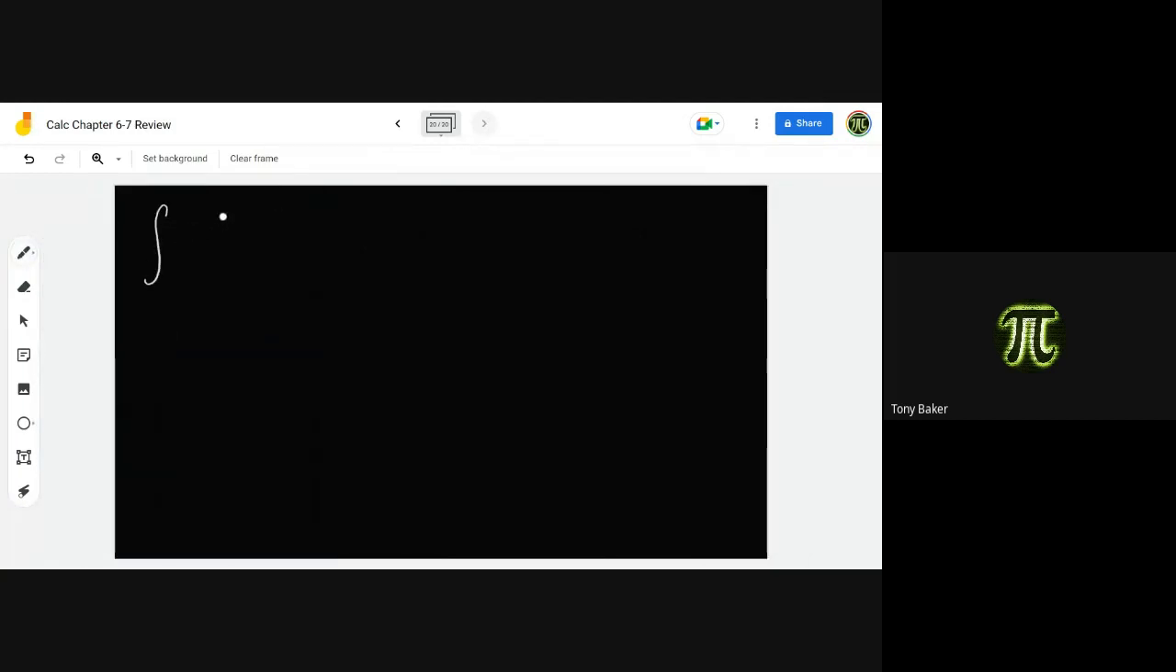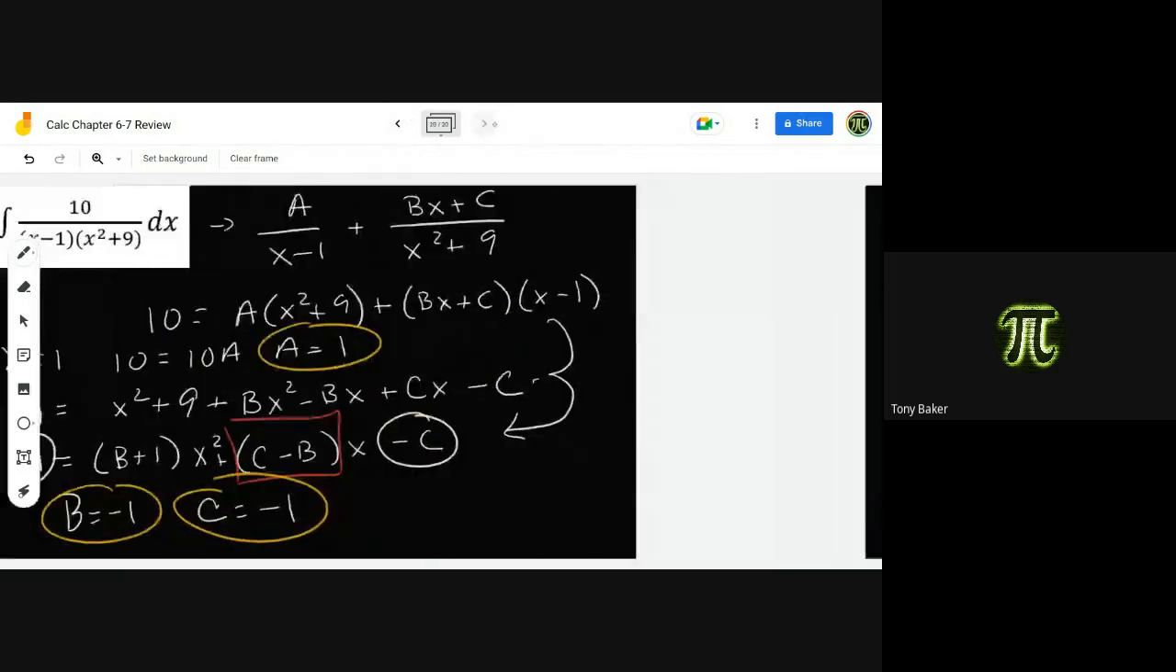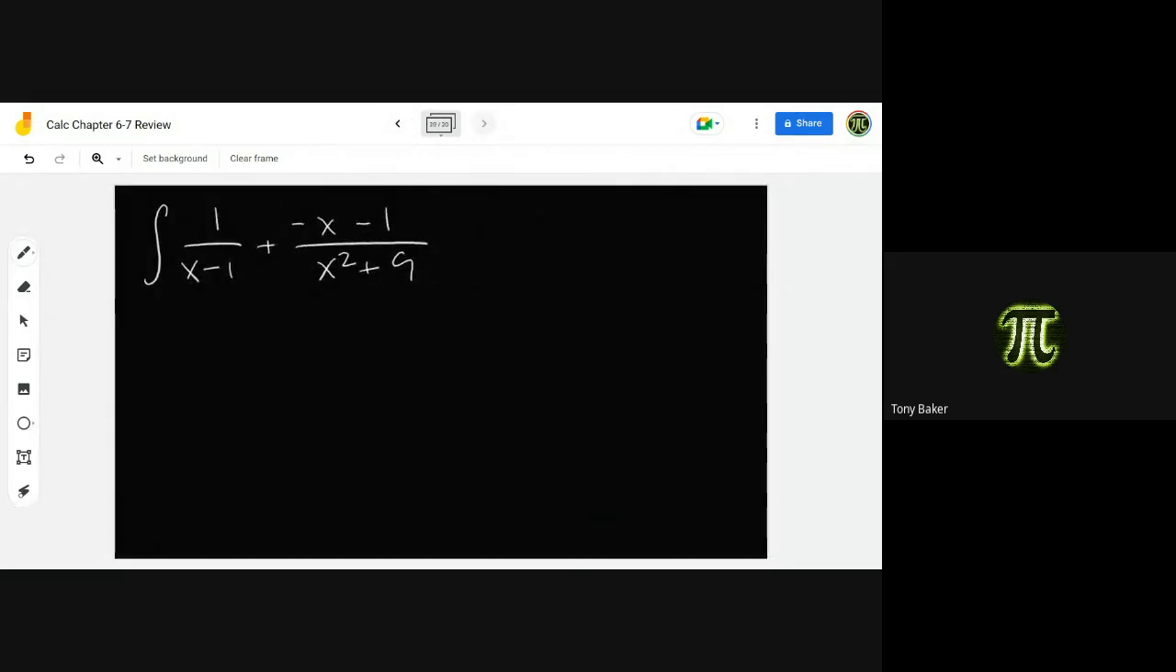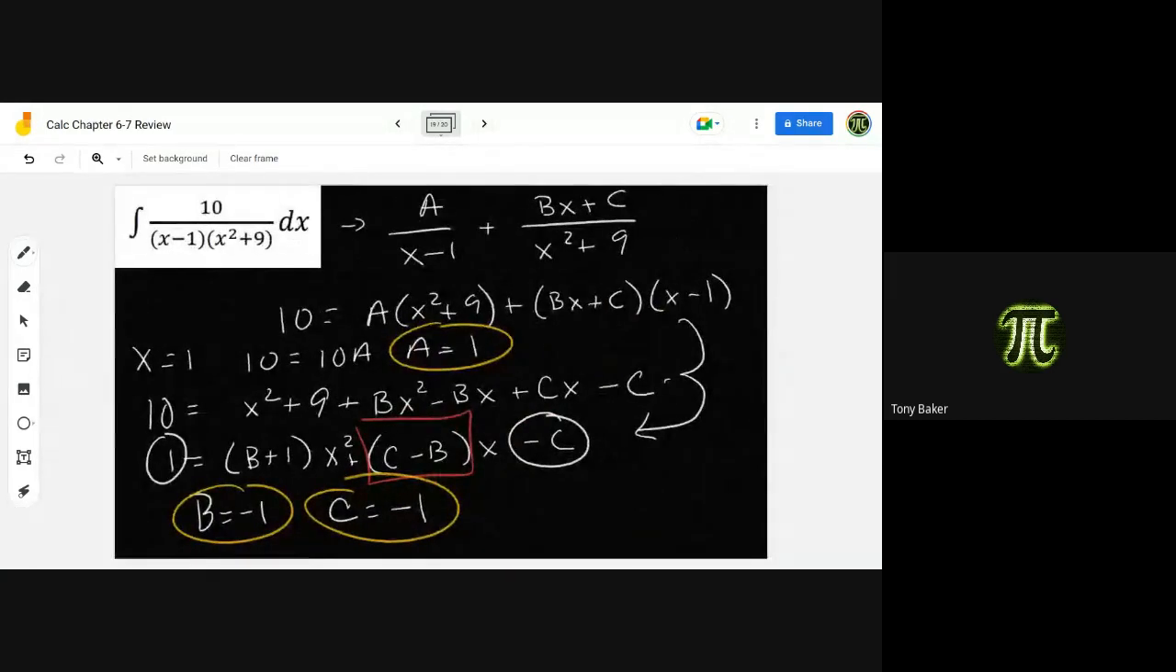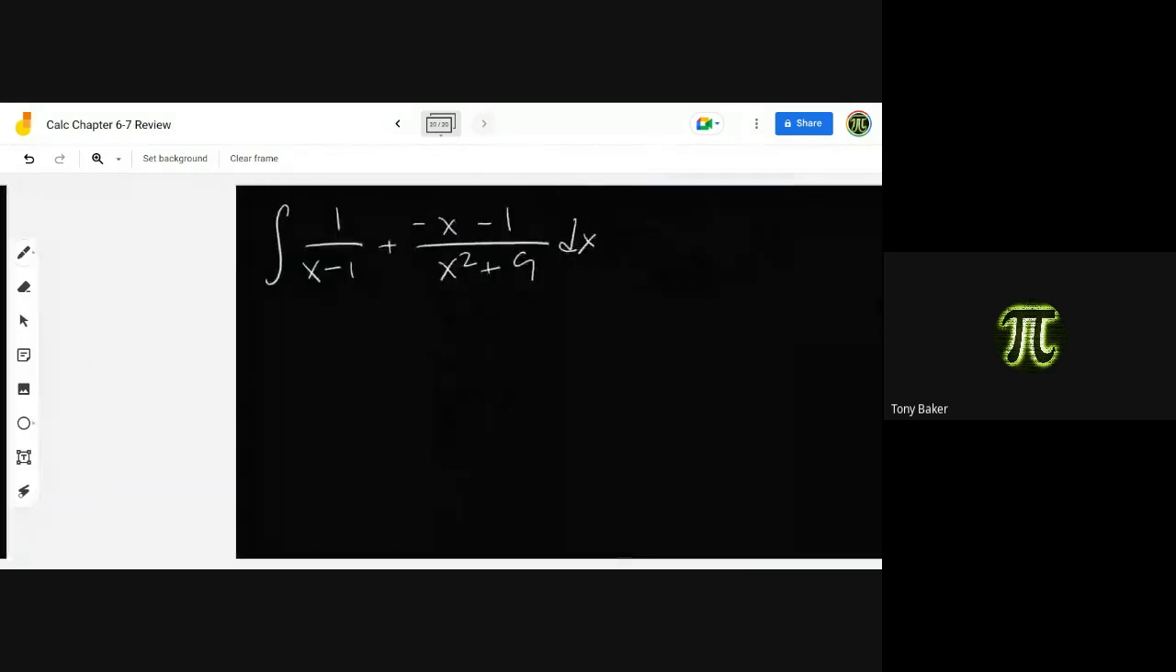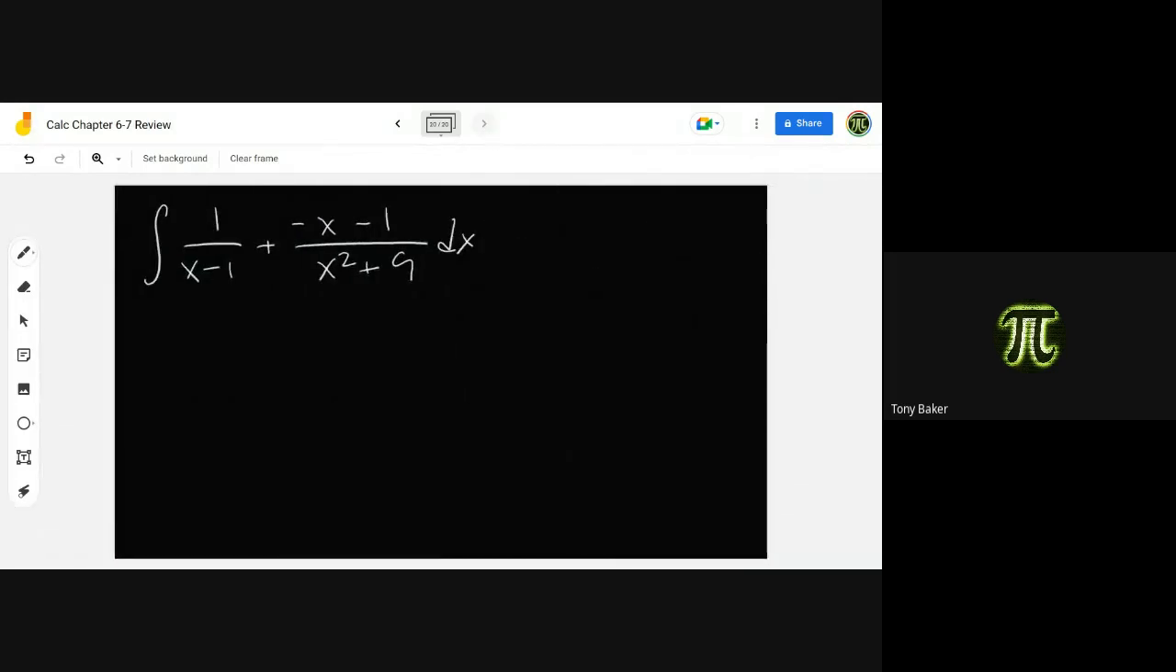So my integral was, it was 1, right? Yeah. 1 over x minus 1 plus negative x minus 1 over x squared plus 9, because they were both negative 1s. I think that's right. Yeah. Because A was 1, they were negative 1. So yeah, that should be right. Thinking about the previous problem. I'm going to do that in a second anyway, actually.